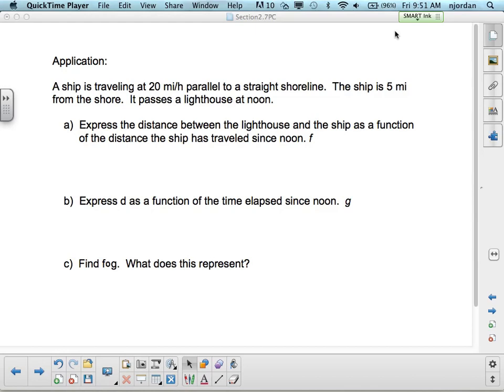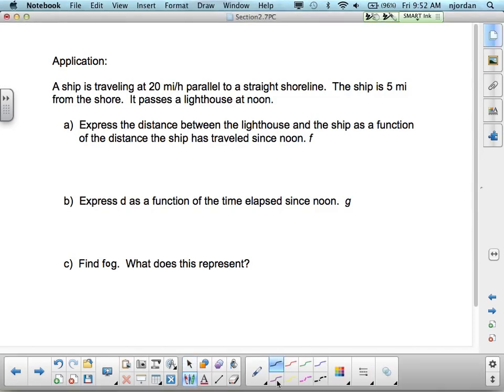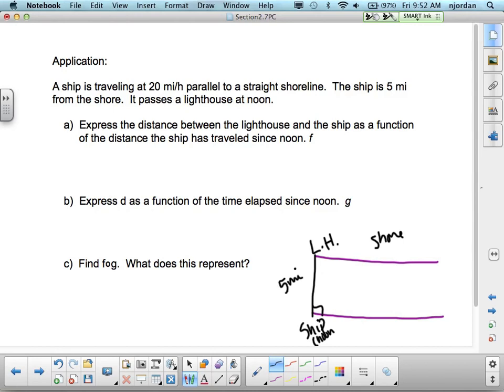So let's just give ourselves a little picture of this. Okay, we've got our shoreline there, and we've got our ship here. Okay, so we've got the shore. We've got our lighthouse, say, over here, and the ship is right here at noon. Okay? And that distance is, what was the distance again? 5 miles. Okay? So it's 5 miles away from the lighthouse at that point in time.